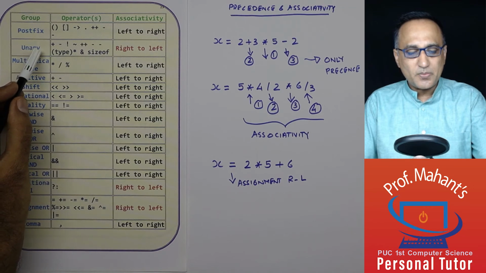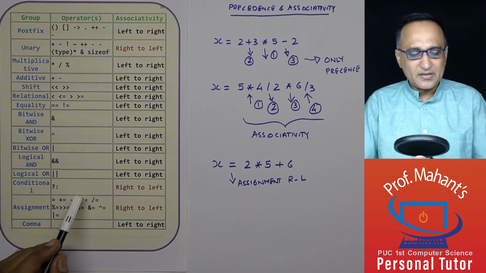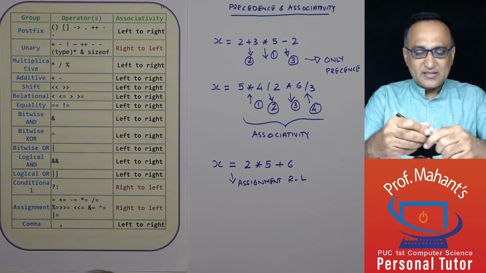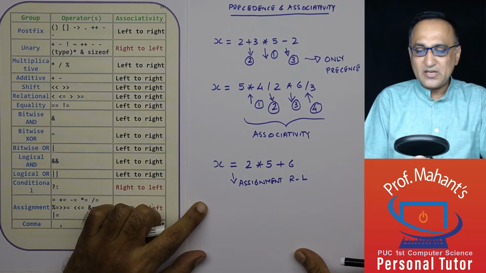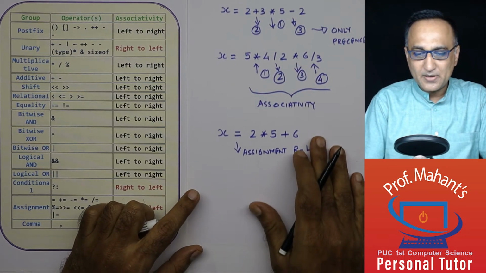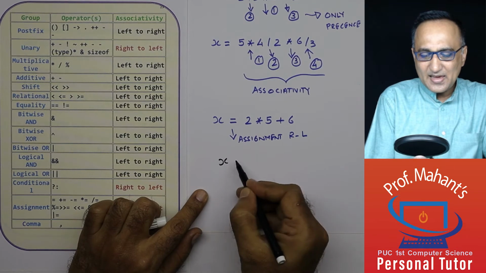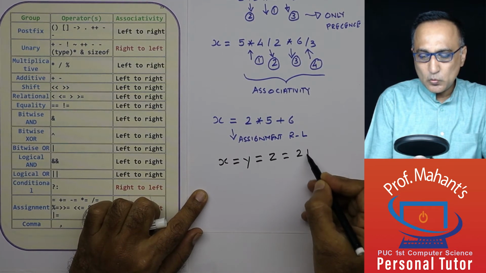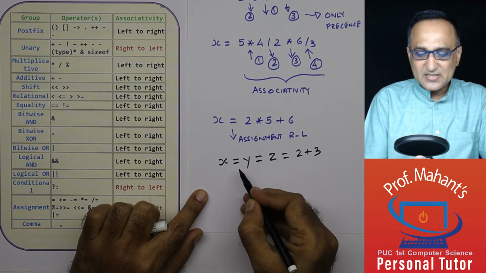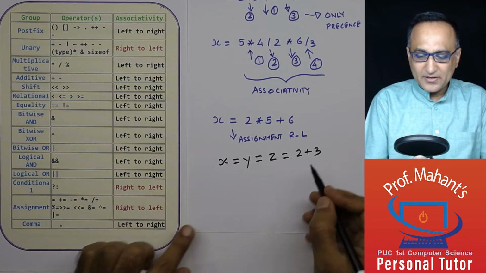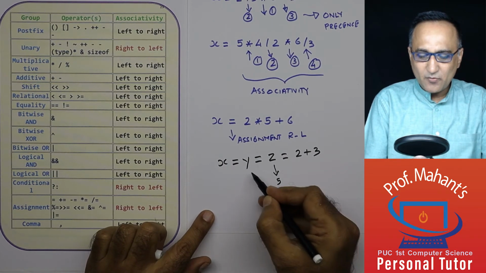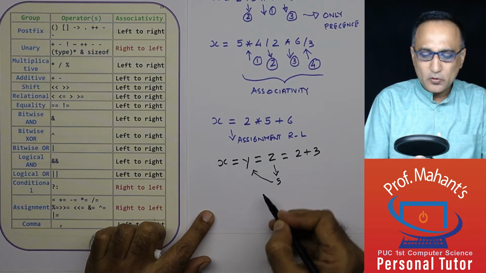There are only three groups of operators which have associativity from right to left. It is the unary operators, the ternary operator or the conditional operator, and the assignment operator. I'll help you understand the assignment operator associativity right to left through another example. Let us say x is assigned the value, y is assigned the value, z is equal to 2 plus 3. Since this is right to left, 3 plus 2 is 5. z will first become 5. The value of z will then get copied to y.